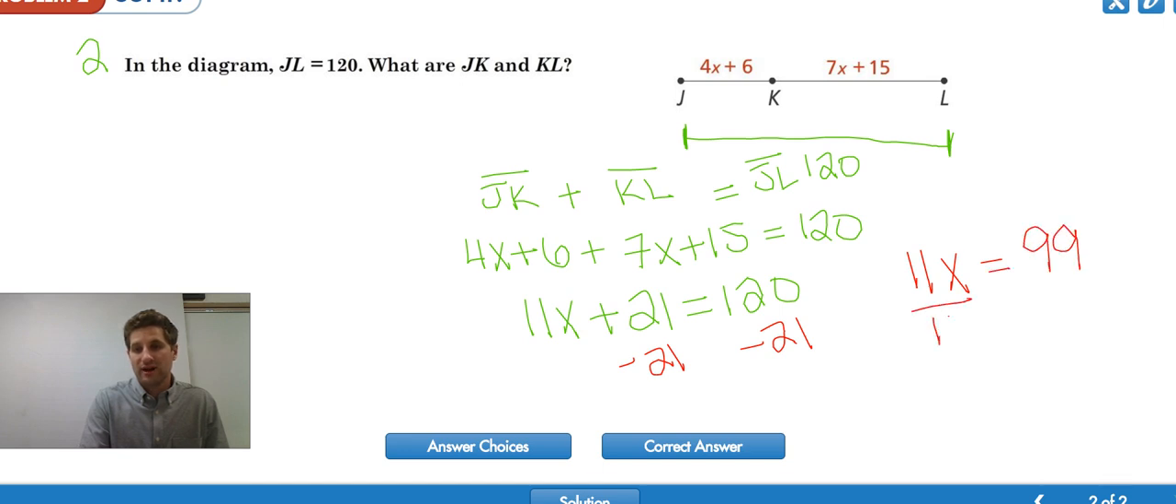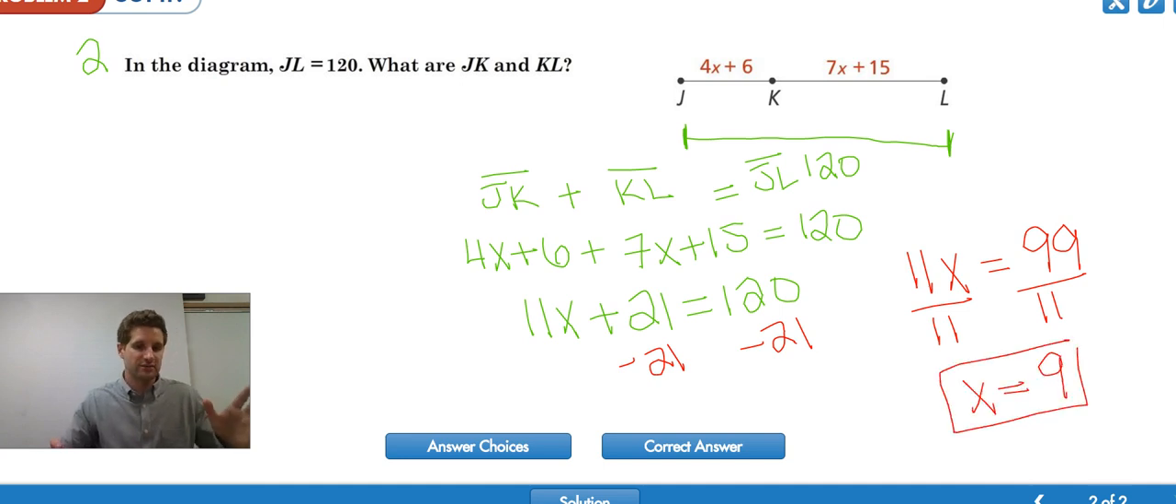And then we're going to divide by 11, and x equals 9. Again, basic, not too intensive algebra there. We had to combine like terms, and then it became a two-step equation. So pretty basic. So we get x equals 9. We're not done yet because it asks us what is JK and what is KL. So you always got to read the question carefully because I thought I was done. I am not. So we got to plug it back in.